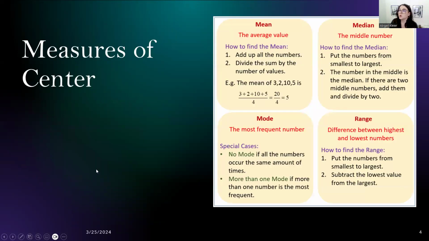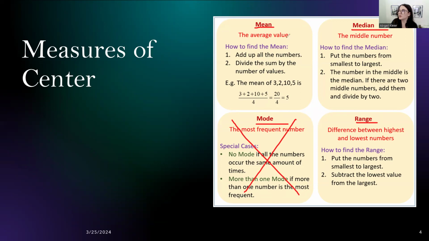The first thing that we're going to review today is measures of center. Measures of center is not a new concept to you. This is something that you first learned in 6th grade. When we're talking about measures of center, there's typically four that people consider to be a measure of center: mean, median, mode, and range. For sake of 7th grade, we are not going to use mode. That is specific only to 6th grade. But we do talk about mean, median, and range. So let's just go ahead and discuss those three for a second.